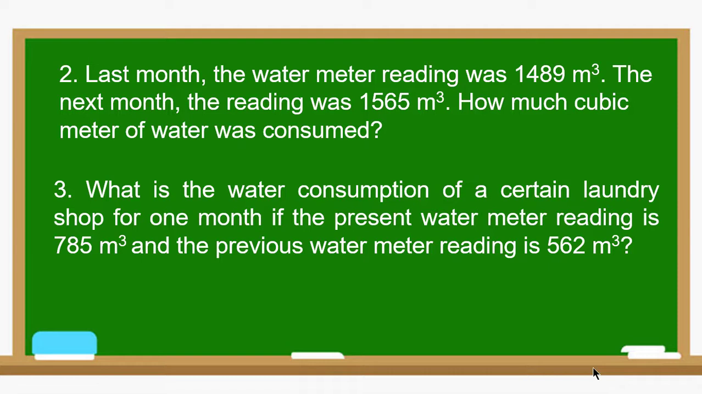Number 3. What is the water consumption of a certain laundry shop for 1 month if the present water meter reading is 785 cubic meters and the previous water meter reading is 562 cubic meters?